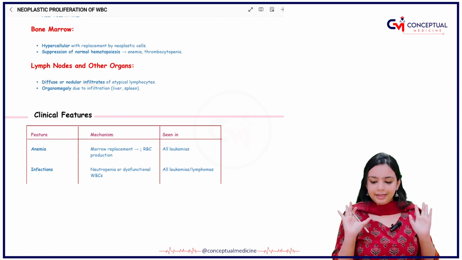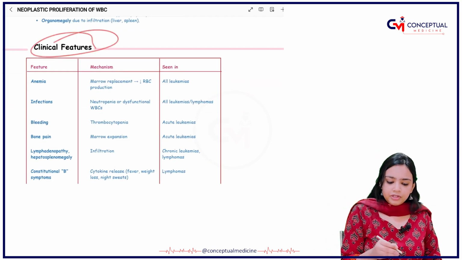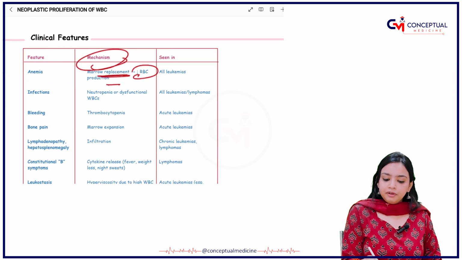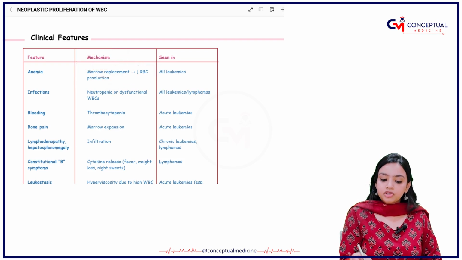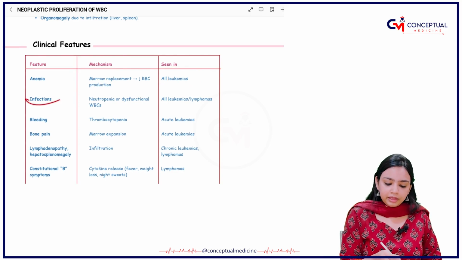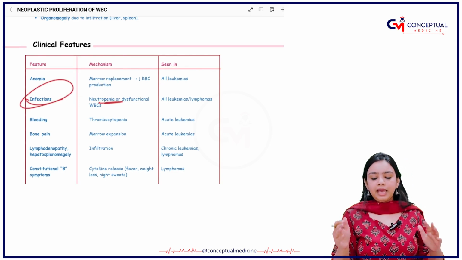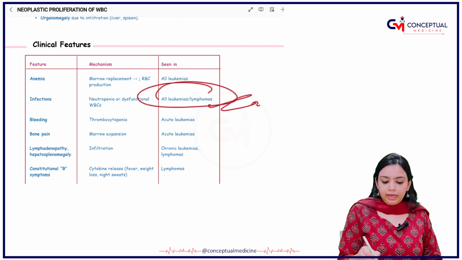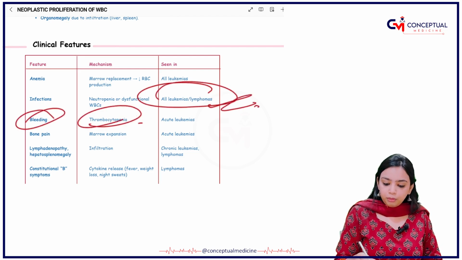This much should be clear to you. What are the clinical features? In anemia, the mechanism is marrow replacement, which will cause a decrease in RBC production, as a result of which it is seen in all the leukemias. Second, there will be infection, caused by neutropenia, and it is seen in all the leukemias. In bleeding, there will be thrombocytopenia.